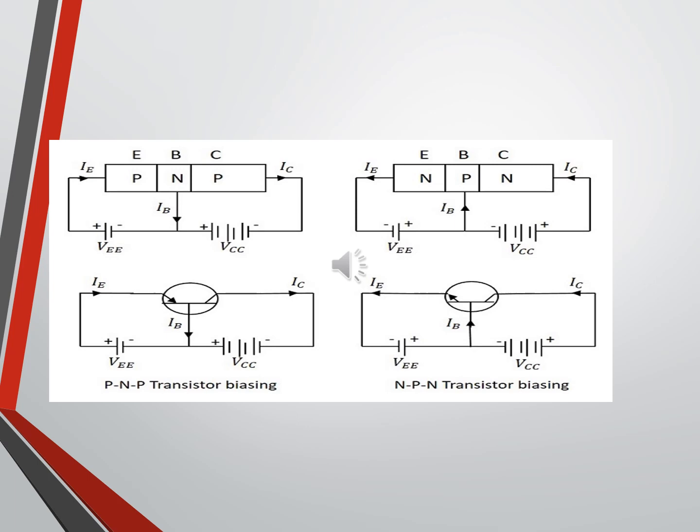And when we talk about the direction of current, here the direction of current is indicated, and that is also called the conventional current, and the movement of the hole current is always opposite to the electron current.